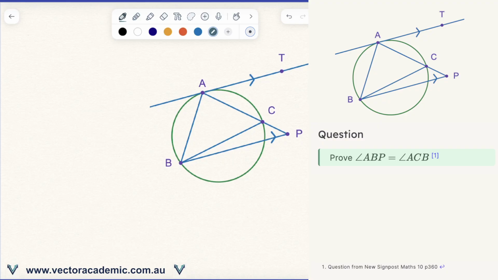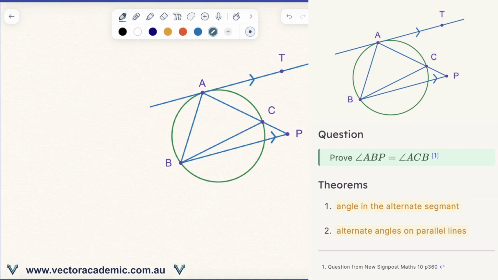Alright, for those of you who are stuck on it, here are the theorems that we're going to need. Angle in the alternate segment. That one looks at where we have a tangent and a chord, and you can see in our question that we've got a tangent and two chords coming off the tangent. The other theorem we'll use is alternate angles on parallel lines. So we have parallel lines, which gave us a clue about that one. All right, give it a try now if you were stuck before.